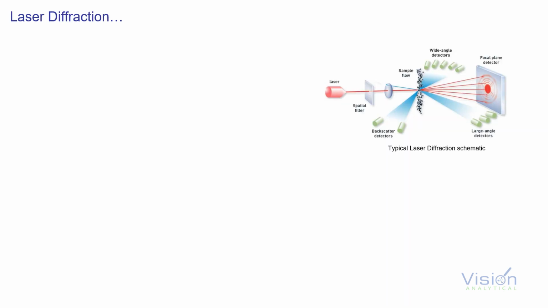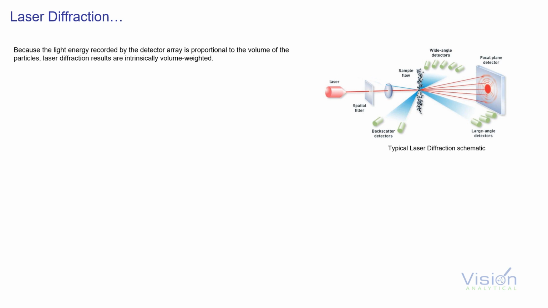So to compare, to give a little bit of insight on the different techniques, here is a really brief overview of laser diffraction. A typical laser diffraction system is shown here, a schematic where you have particles that are going to be going through a fluidic or a dry system. The light or a laser will shine on the particles, and then there will be diffracted light at different angles. The light energy observed by these detectors is proportional to the volume of the particles. So as a result, laser diffraction results are reported as volume-weighted results.